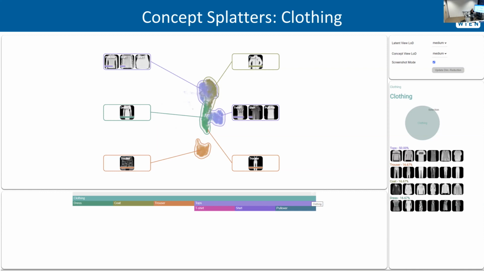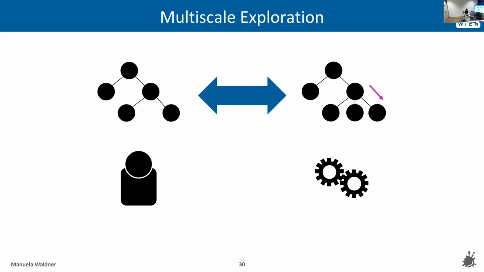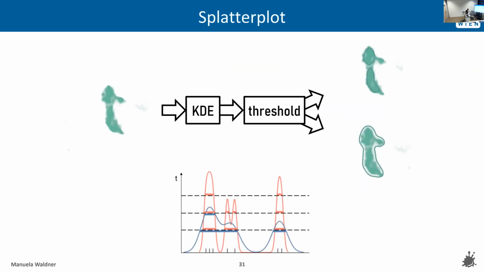So they somehow have two distinct subclasses, and they also overlap a lot with the coats and the dresses. So how do we do the multi-scale exploration on the machine side? And here the one fancy aspect of the splatter plots comes into play, and that's that we actually have two parameters with which we can tweak the appearance of these splatters in visual space.